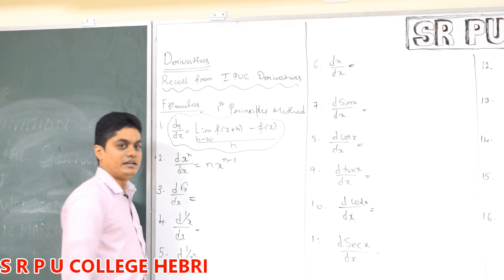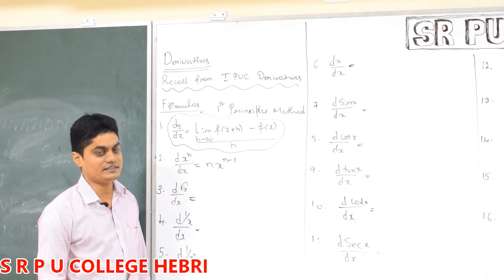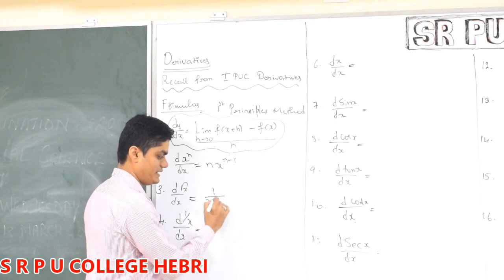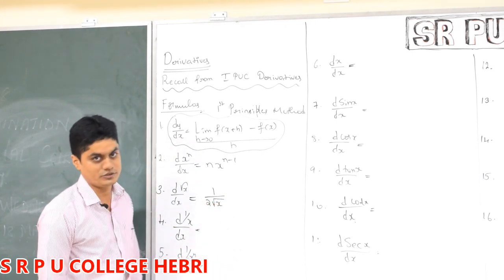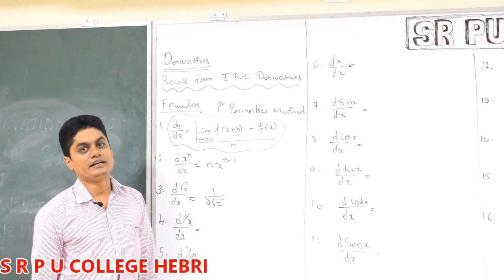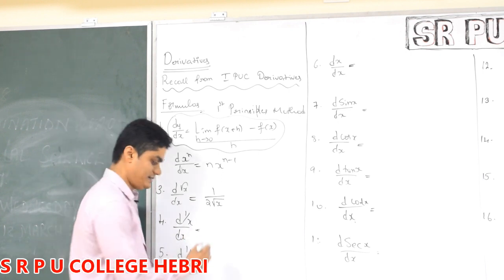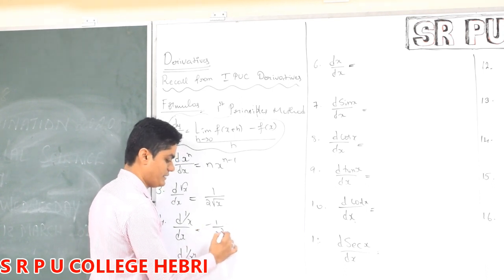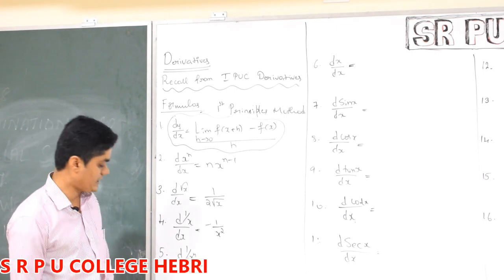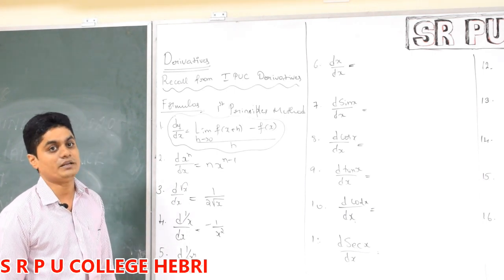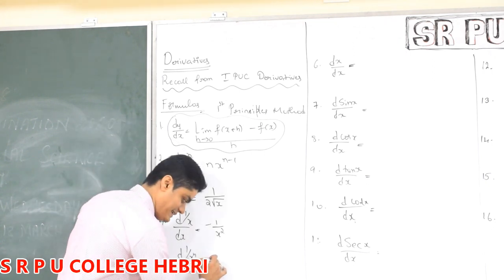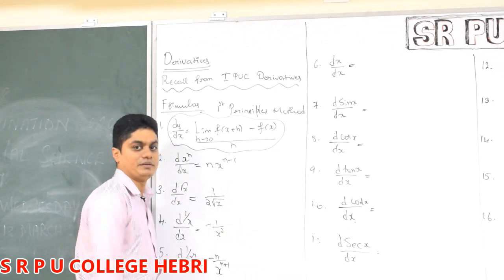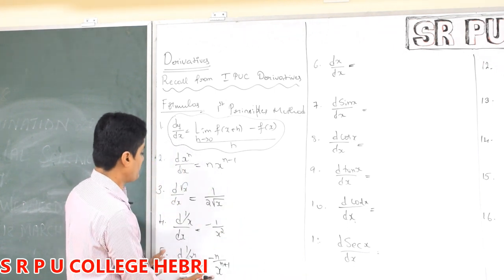Next, d by dx of root x. Write the answer first. It is 1 by 2 root x. I hope you wrote properly. Next, d by dx of 1 by x. It is minus 1 by x square. Next, d by dx of 1 by x power n. The answer is, very good, minus n by x to the power n plus 1. So these are the first 5 formulas.